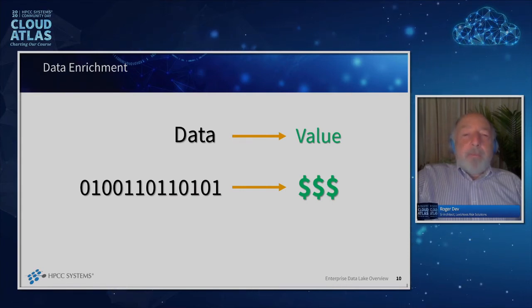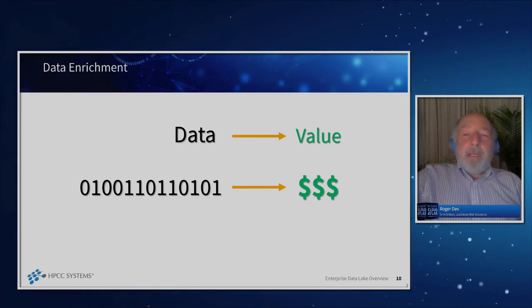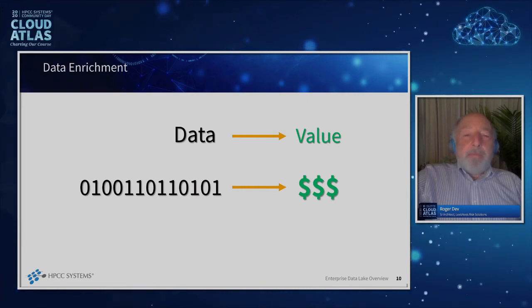Data has been used to find missing children, catch criminals, identify new materials and pharmaceuticals, understand the universe we live in, and save countless lives. It's hard to put a price on that. So how do we perform the alchemy of data enrichment? It's a complex, iterative process involving many different approaches and techniques. We can take a quick look at some of those.